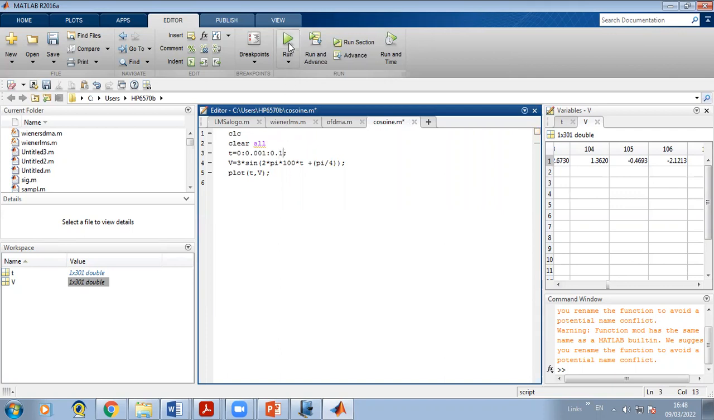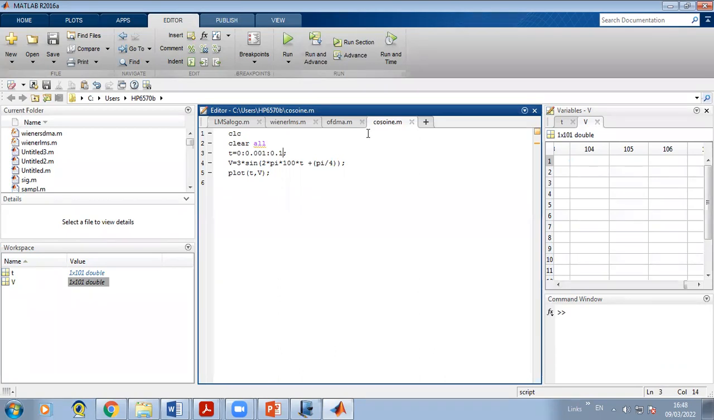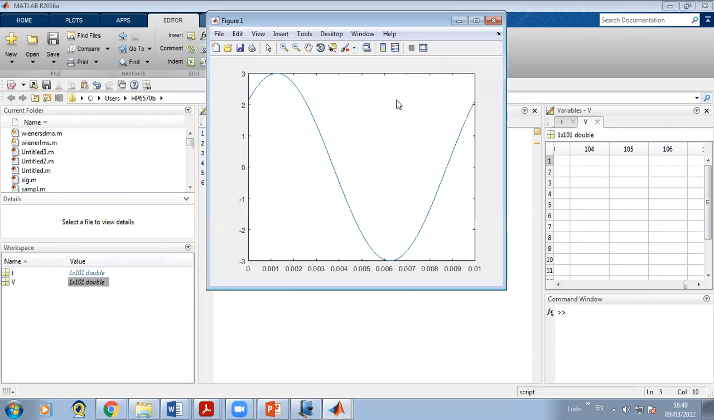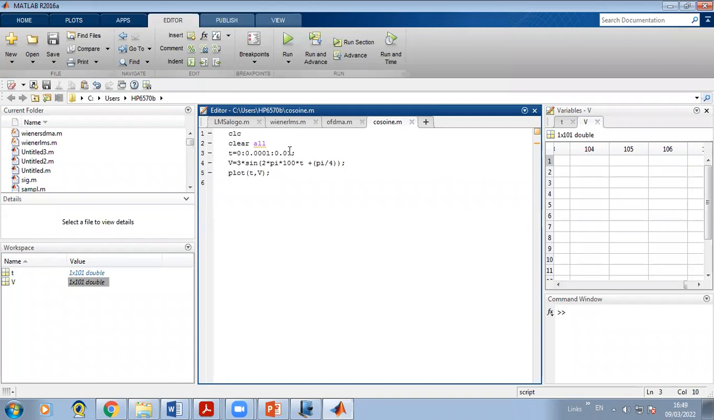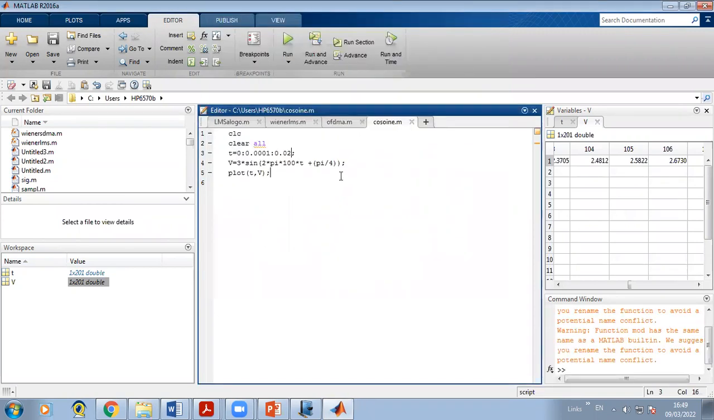So I will put 0.1, or 0.01, but I have to put more values here. Put a small step here. It is now okay, no? So to get 2 more, I will put it as 2. Yeah, I think this kind of plot we have to get.